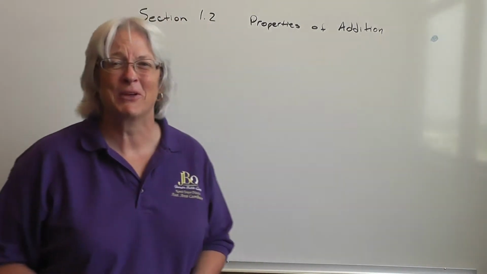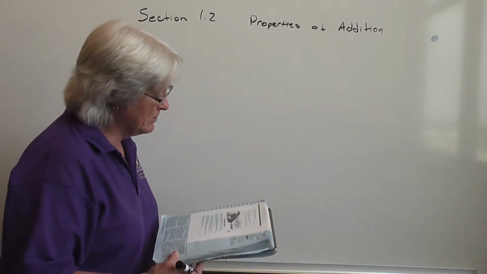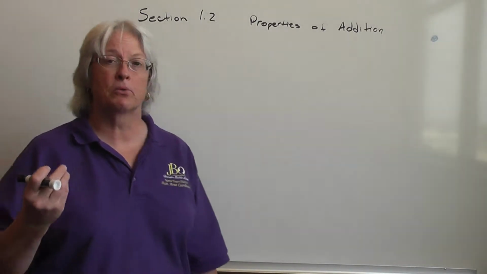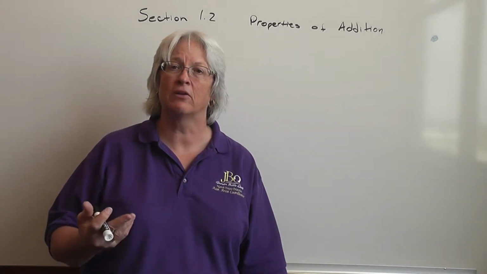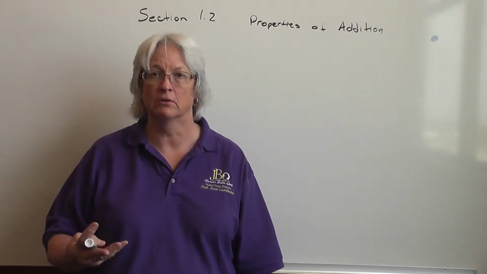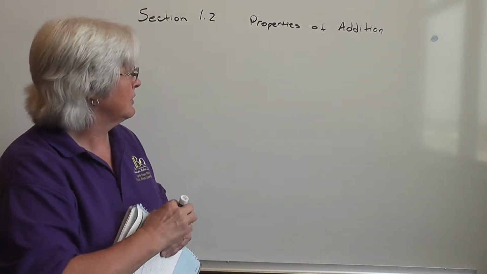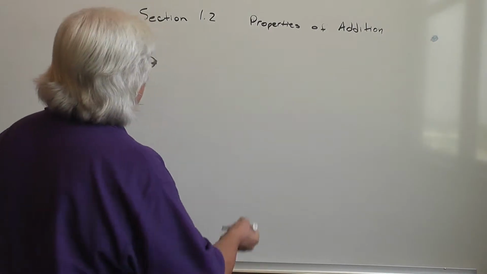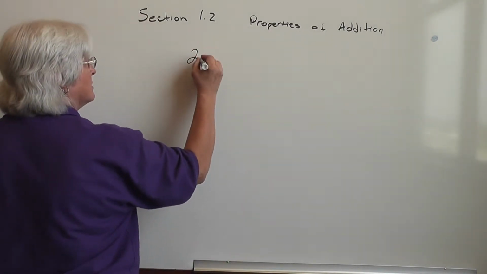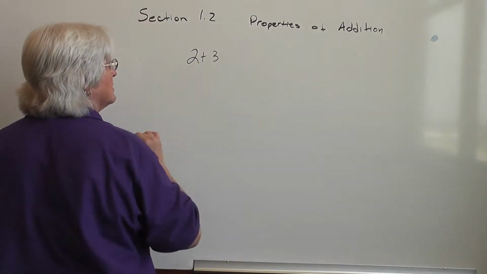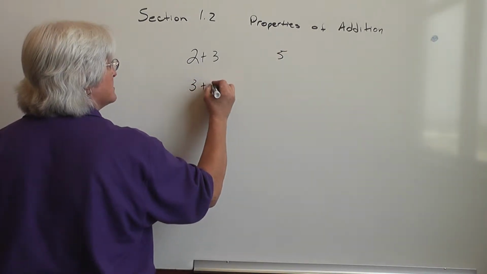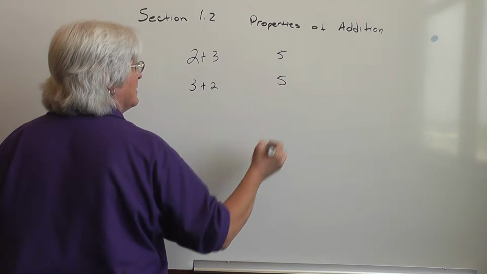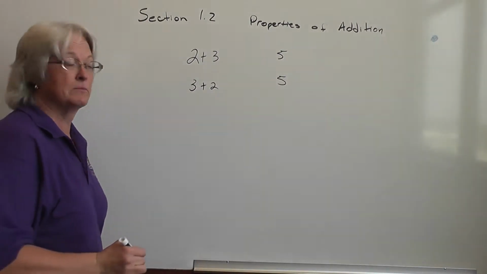So, with that said, what are properties of addition? Well, a property in math is a mathematical pattern that you know is always going to be true. For example, if I ask you what 2 plus 3 is, you're going to tell me that that's 5. If I ask you what's 3 plus 2, you're going to tell me that that is also 5.